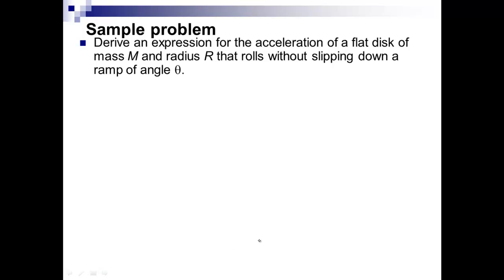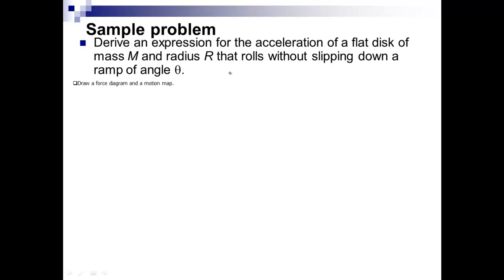We'll apply the rotational toolkit to this problem here. It says derive an expression for the acceleration of a flat disk of mass m and radius r that rolls without slipping down a ramp of angle theta. So the first thing is to draw a force diagram and a motion map.